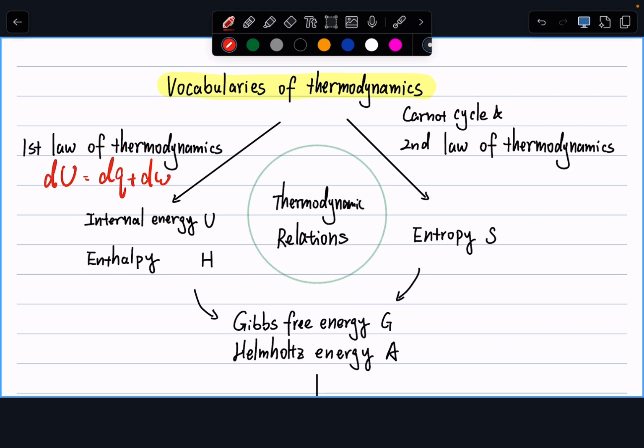The difference between heat and work will later be covered in chapter 3, when we talk about the second law of thermodynamics. That is, we use the second law of thermodynamics and the Carnot cycle to define a new state function called entropy, which is dS equals dQ reversible over temperature.